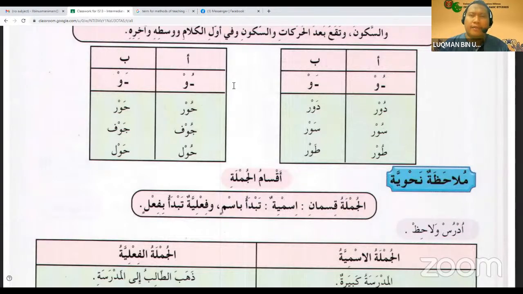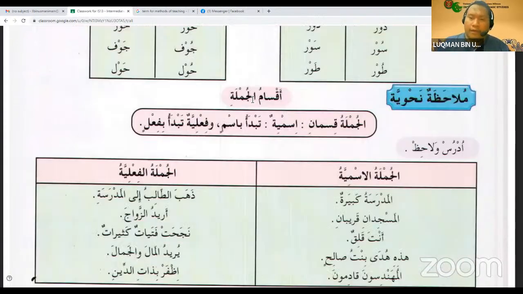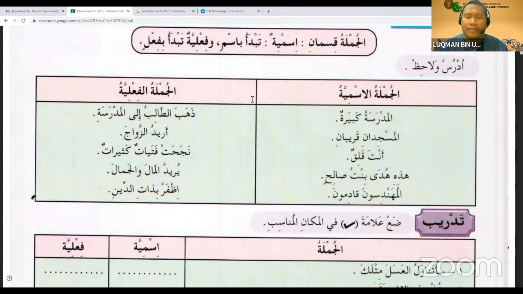I can say, personally, that maybe the much more common among the two is the VSO pattern, verb, subject, object. But sometimes you can see SVO. But it is much easier to write sentences in VSO format, of course, if the sentence can be fit into that format. Verb, subject, object. Okay, so here, udrus, walahid, study and observe.